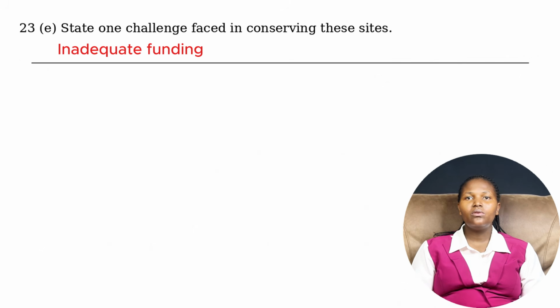You can also talk about vandalism. You can talk about poaching. You can talk about climate changes which are affecting these sites. You can talk about pollution. You see, air pollution, water pollution, they also affect these sites. You can talk about excessive tourism and encroachment. You see, all these answers should be correct as long as they are challenges of conservation.